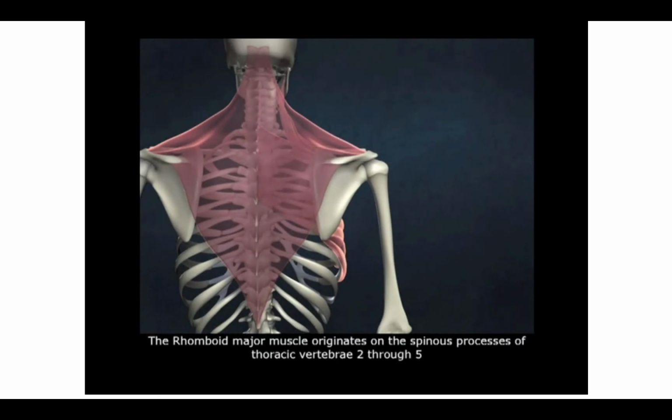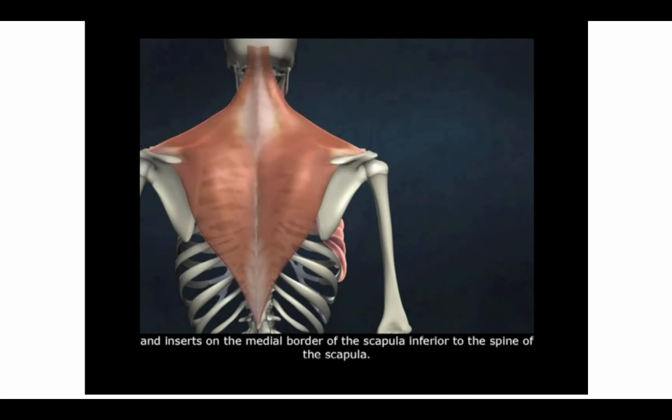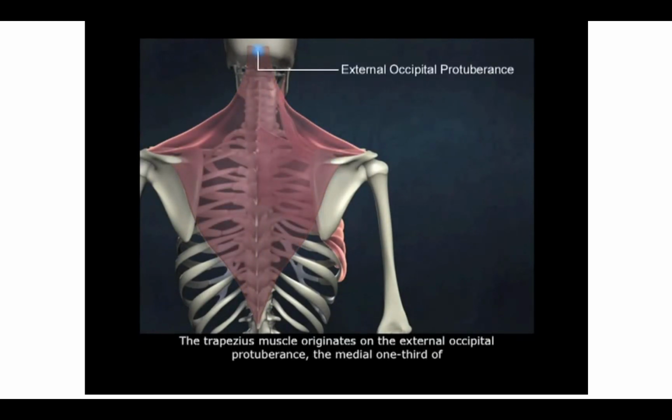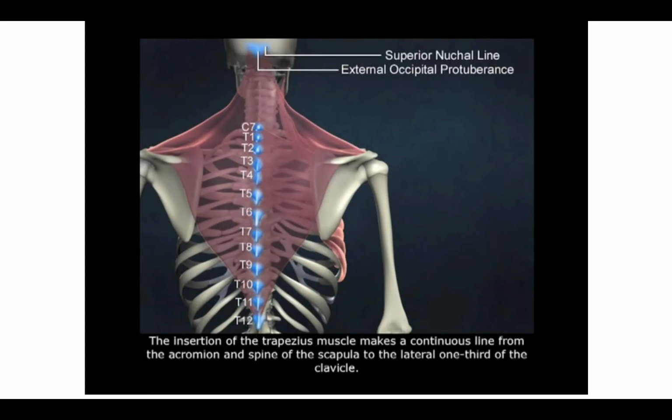The Rhomboid Major muscle originates on the spinous processes of thoracic vertebrae 2 through 5 and inserts on the medial border of the scapula inferior to the spine of the scapula. The trapezius muscle originates on the external occipital protuberance, the medial 1/3 of the superior nuchal line, and the spinous processes of vertebrae C7 through T12. Insertion of the trapezius muscle makes a continuous line from the acromion and spine of the scapula to the lateral 1/3 of the clavicle.